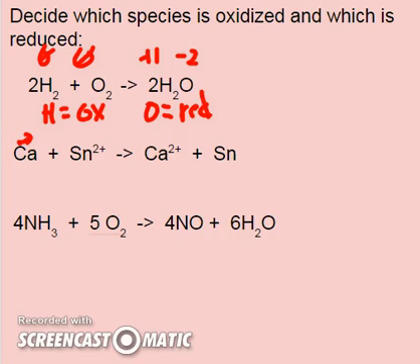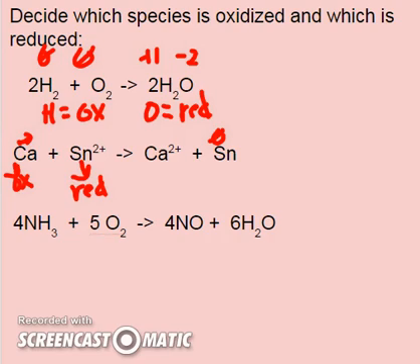Ca is a 0 since there's no charge. Sn, so Ca picks up a positive charge. That means Ca is being oxidized. Its charge goes up. Sn is being reduced. And another hint is that the charge is reduced from 2 to 0. That's a hint that it's being reduced.